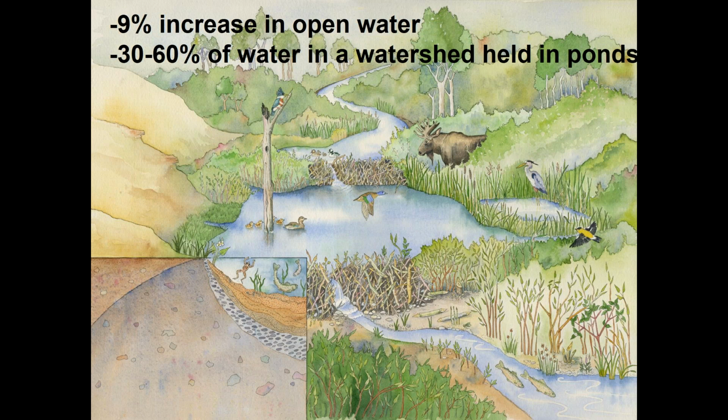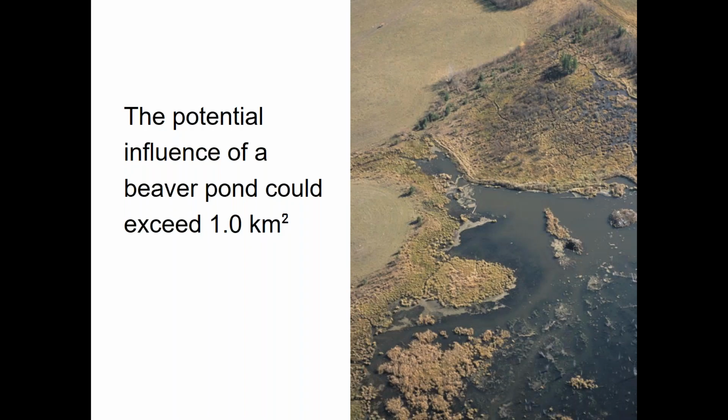Between 30 to 60% of the water in a watershed is held in beaver dams. So it's quite a significant amount. And if we look at a beaver pond the size of 40 by 50 meters, the area it could influence can exceed 1 kilometer square.